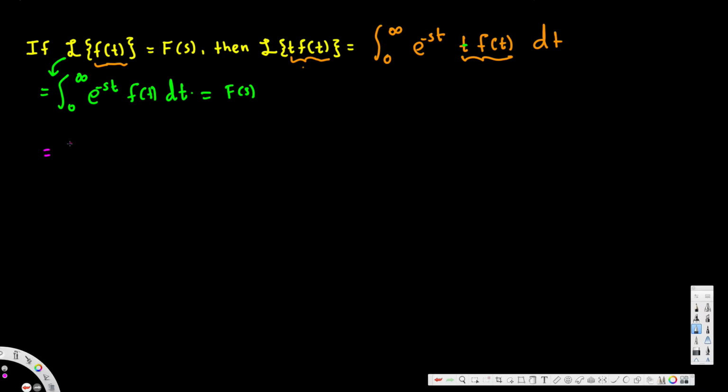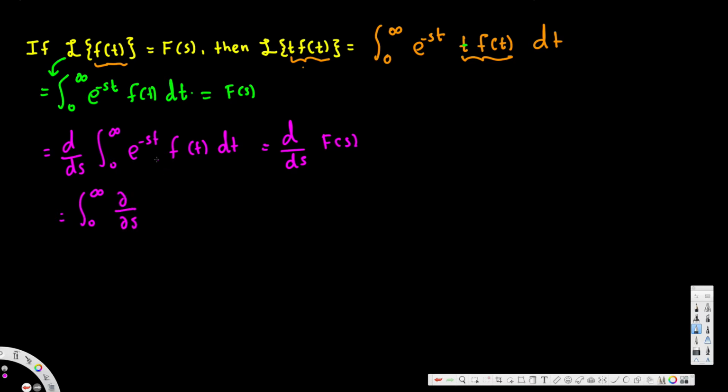So d over ds of the integral 0 to infinity e power negative st f of t dt. If we do this for this side, we have to do the same thing for the other side: d by ds F of s. Now if we move this one inside, this is going to be the partial derivative with respect to s of e power negative st f of t, from 0 to infinity, and on the other side we keep this as it is, that is d by ds F of s.